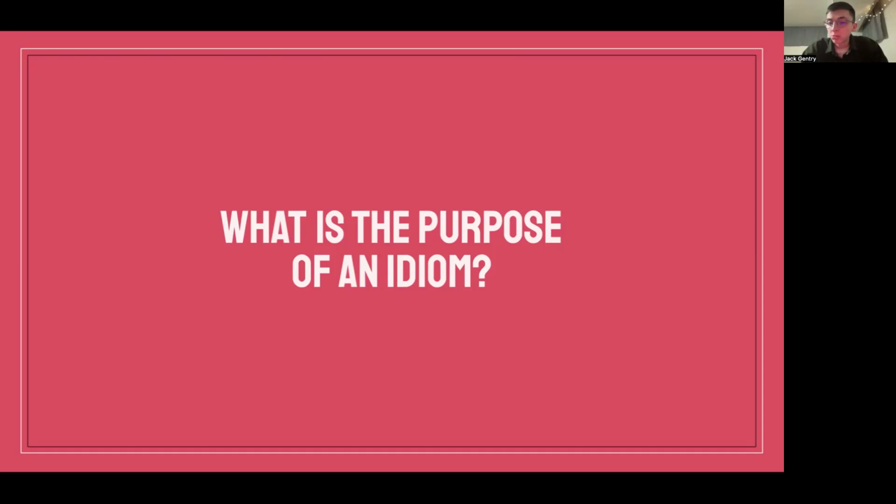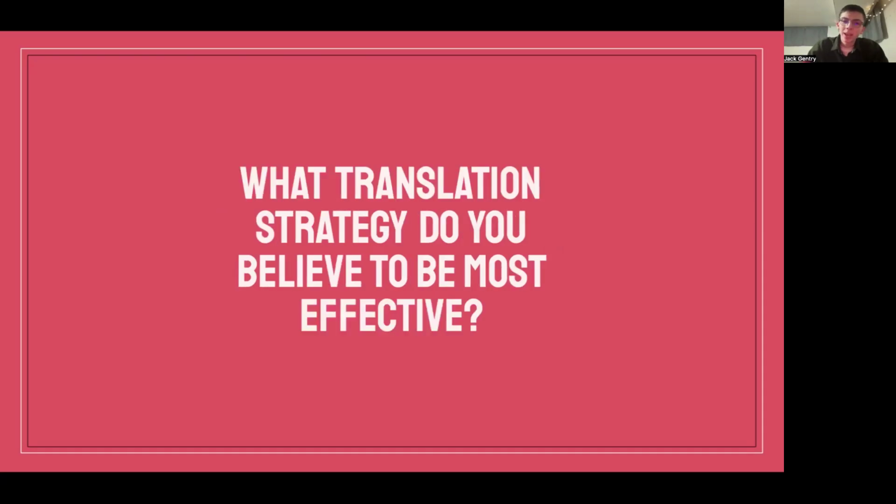Two questions. What is the purpose of an idiom? Why do we have idioms? What do they do? And what translation strategy do you believe to be most effective in translating idioms?